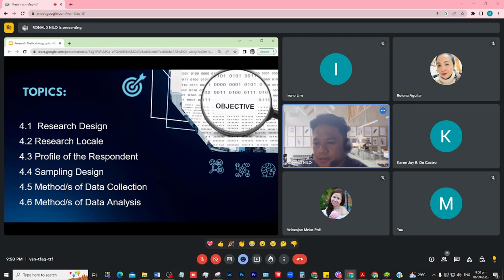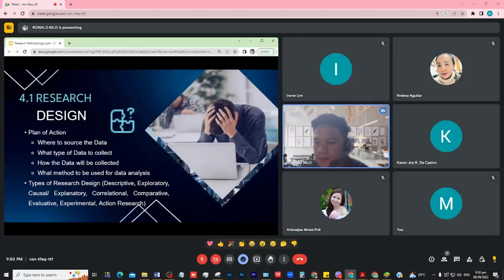of the respondent, sampling design, method or methods of data collection, and method or methods of data analysis. As defined in our Blue Book, research design is the researcher's plan of action on where to source the data, what type of data to collect, how the data will be collected, and what method to be used for data analysis. This explains the general plan or blueprint of addressing the research objective of the study.